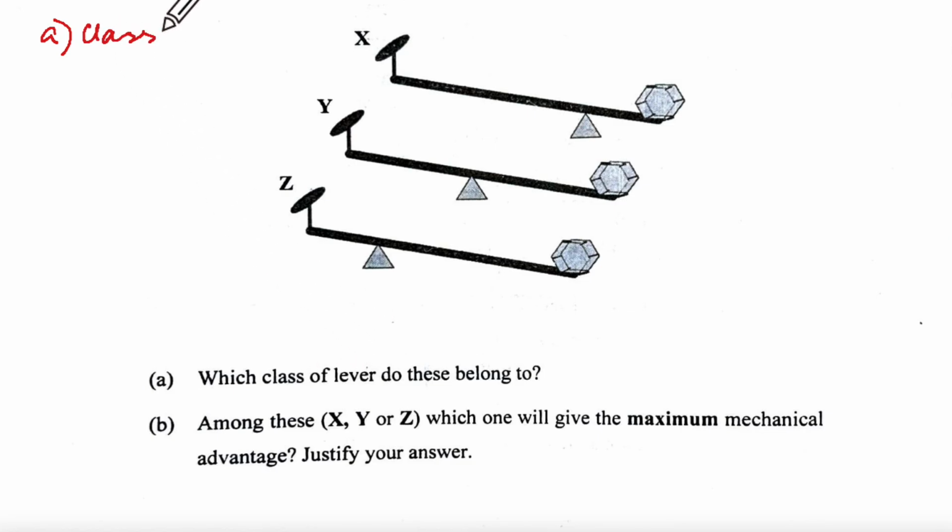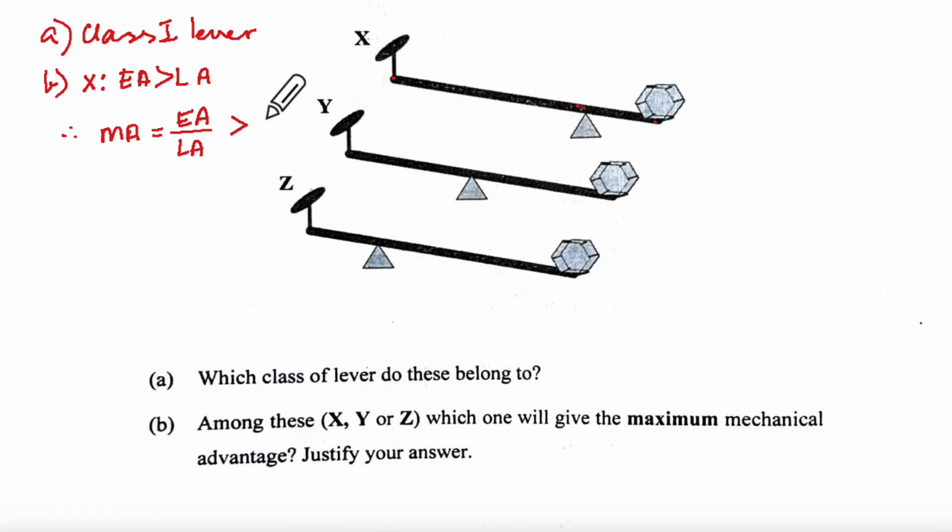So in class 1 lever, we can have mechanical advantage either greater than or less than or equal to 1. The B part says, among X, Y and Z, which one of them will give you maximum mechanical advantage? Now in case X, you can see from here to here effort arm is greater than from here to here load arm, and therefore mechanical advantage, which is the ratio of effort arm to load arm, is going to be greater than 1.